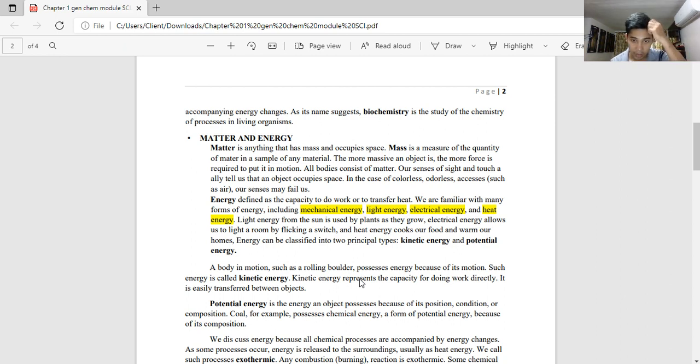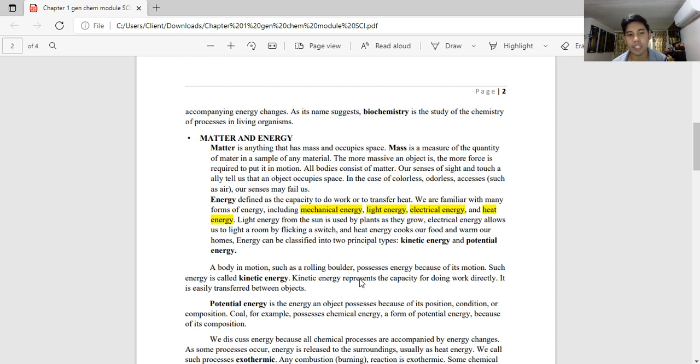Energy can be classified into two principal types. Very simple lang itong two principal types. You have your kinetic and your potential. A body in motion, such as a rolling boulder, possesses energy because of its motion. Such energy is what you call kinetic energy. Any energy produced by a body in motion is what you call kinetic energy. Kinetic energy represents the capacity of doing work directly. It is easily transferred between objects.